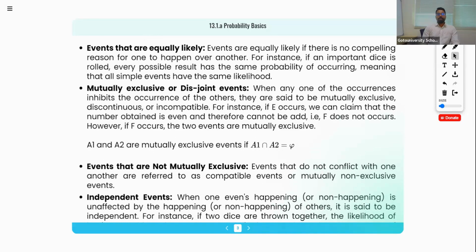Events that are equally likely. What do you mean by equally likely? As the name itself says, if the chances of two or more events are equal to each other, such events are called equally likely events. What do you mean by that?